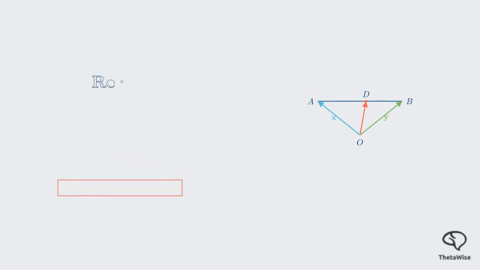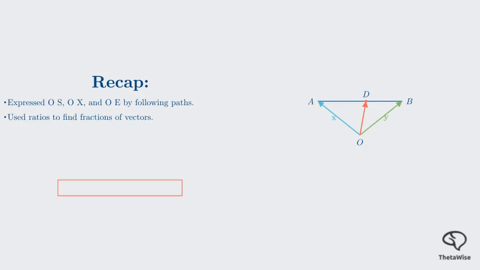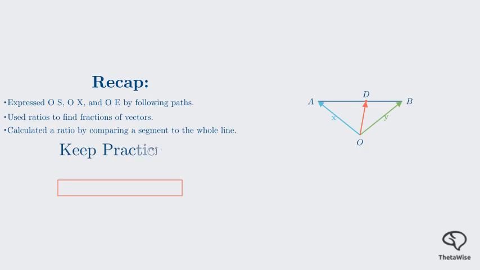Let's recap what we've learned. We expressed OS, OX, and OE by following paths. We used ratios to find fractions of vectors. And we calculated a ratio by comparing a segment to the whole line. Great work today. You've seen how to tackle various vector geometry problems by breaking paths down into known components. Keep practicing these pathfinding steps and you'll be well prepared for your exams.